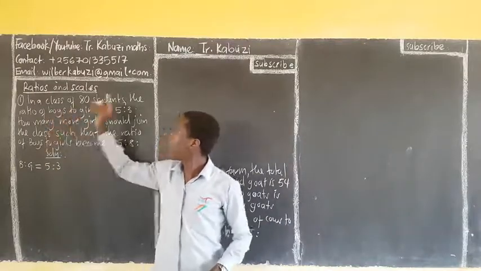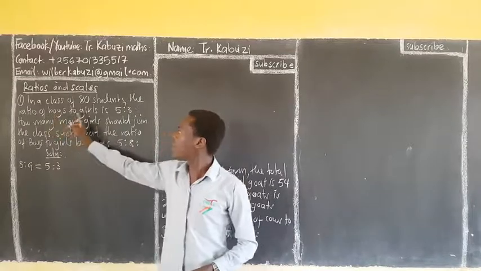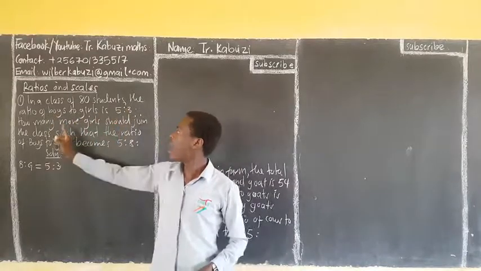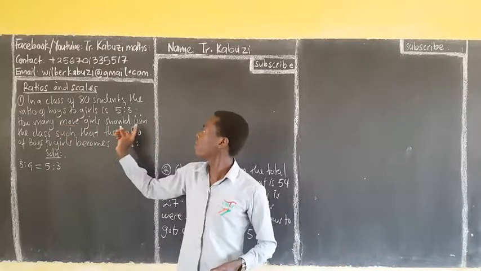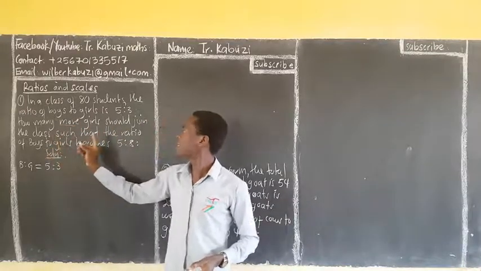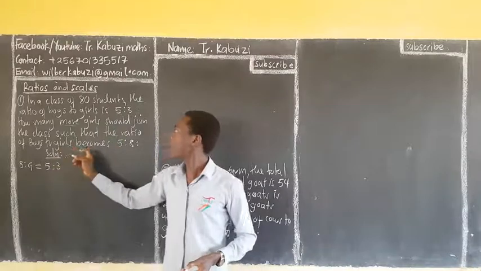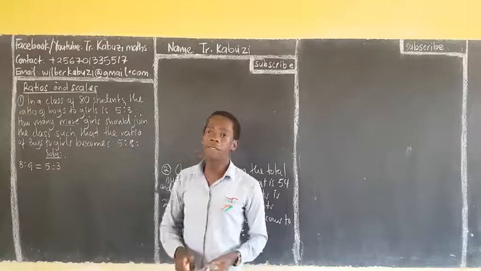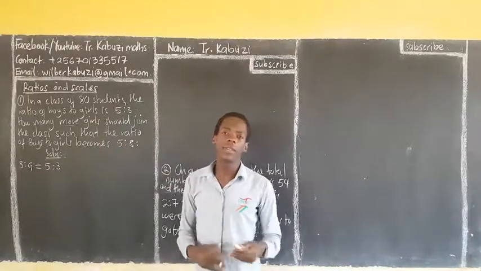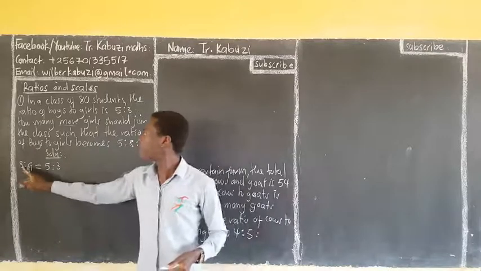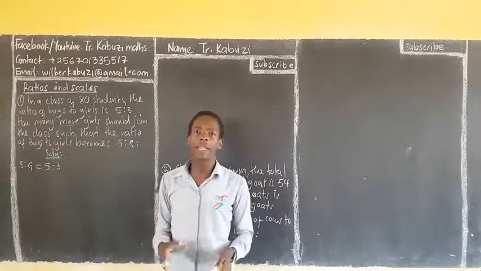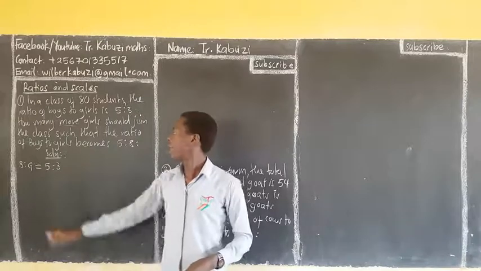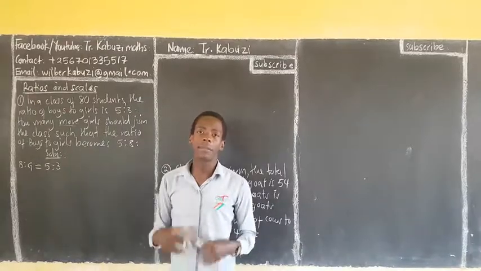So in a class of 80 students, the ratio of boys to girls is this. How many more girls? So they want more girls should join the class so that the ratio of boys to girls becomes 5 to 8. What we need to know is, the ratio of boys to girls is 5 to 3. Now we need to know how many girls we have in that class for now, and how many boys we have before you add.